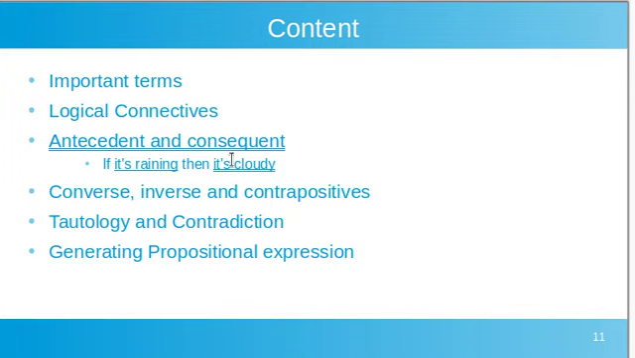Now antecedent and consequent. Antecedent and consequent are present only in an implication. So, if it is raining then it is cloudy. Here the part of the sentence after the word if is the antecedent, and the part after the word then is the consequent. So "it is raining" is the antecedent and "it is cloudy" is the consequent here.